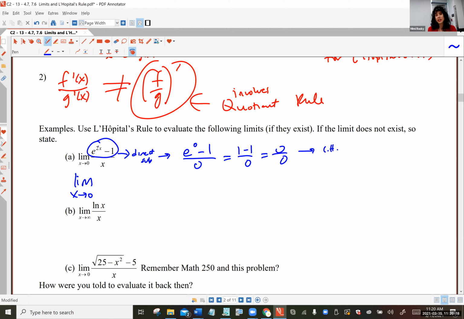So I still want you to write down lim x approaching 0. And you're going to differentiate the numerator. So the derivative of e to the 2x minus 1 is 2e to the 2x. And you're going to divide that by the derivative of the denominator, which is pretty easy because the derivative of x is 1. And now use direct sub, and hopefully it all works out. And there's your final answer. So the limit exists and it's 2. Pretty cool, huh?